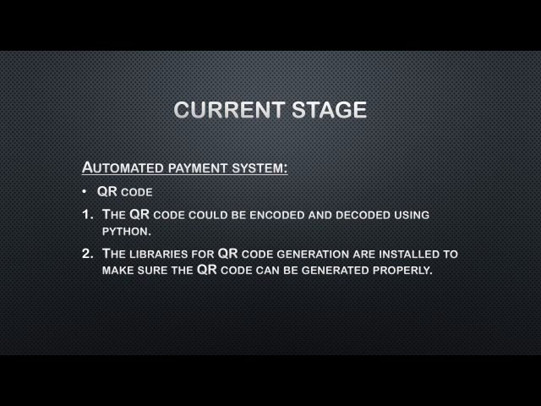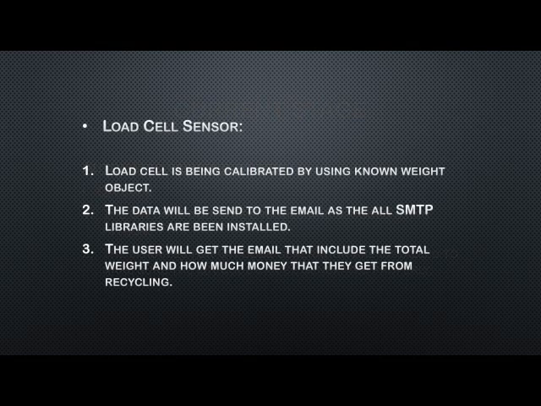So far, in this current stage, the way to generate the QR code has been found. We try to encode and decode the QR code by using Python. We try to install the libraries for QR code and make sure the QR code can be generated properly. So for the load cell sensor, it comes with its analog digital converter, the HX711, which is used as a sensor at this current stage. The load cell is being calibrated by using a non-weight object.